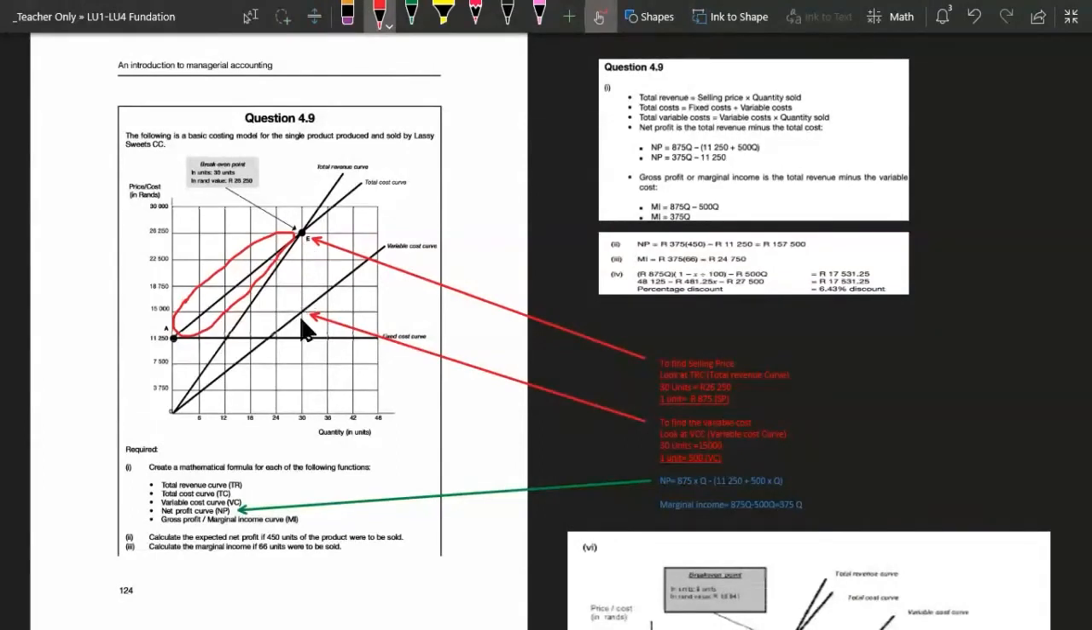Point E equals 30 units. So when we arrive at point E, we produce up to 30 units. Then at that point, we were no longer making a loss. And beyond 30 units, now our total revenue became greater. Do you see our total revenue here? It became greater than our cost. Is that clear, guys? Wonderful. So that's basically what it means.